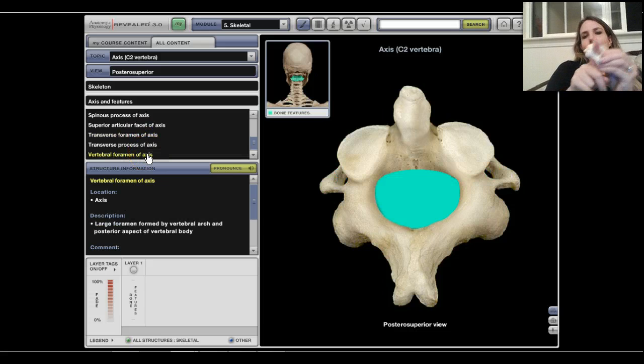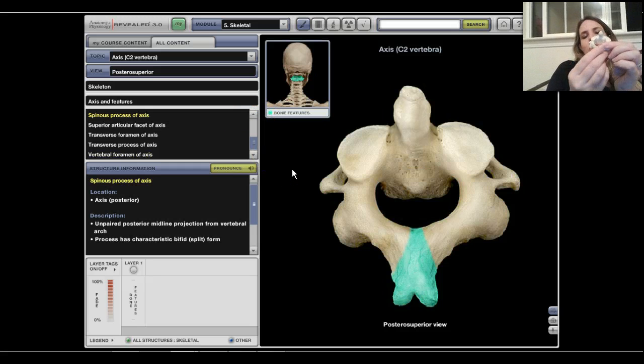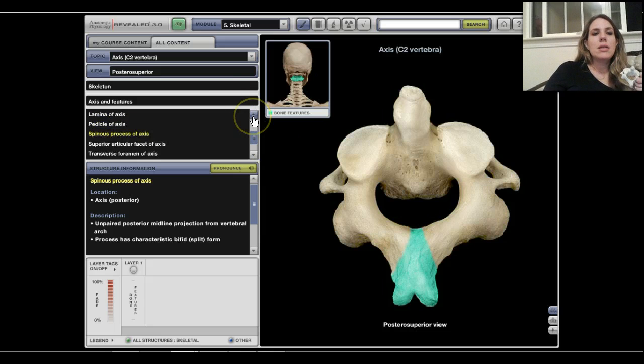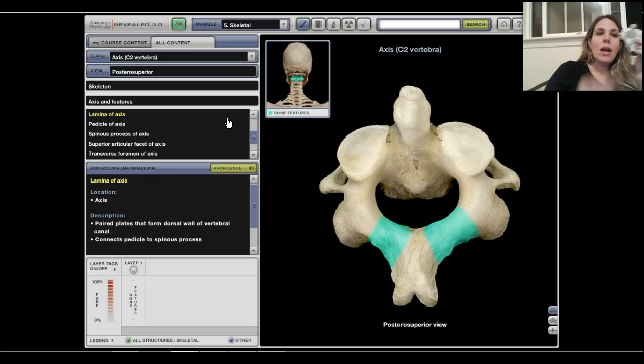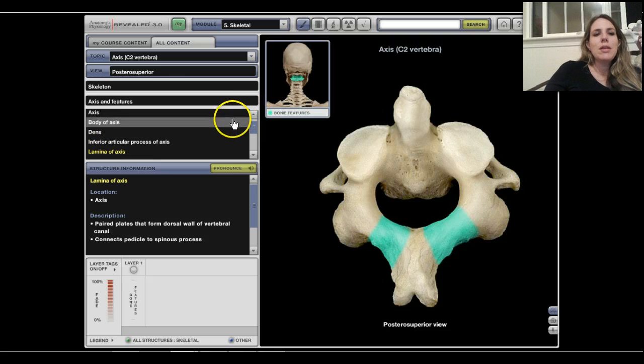Here is your vertebral foramen. We all know that. Your spinal cord passes through there. And down here is your spinous process of your axis bone. So it's not as prominent as what you'll find further on down, but you have both a dens and a spinous process. So that's something to keep in mind there. And let's see, pedicle of the axis. So this was your superior articular facet. This right here is called the pedicle, which means little foot. And then the arms by the spinous process are called the lamina. So lamina. And I think you pretty much got the main things of this guy.